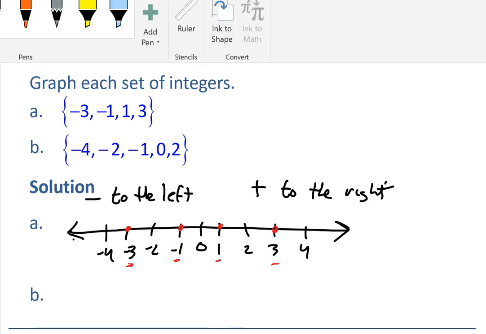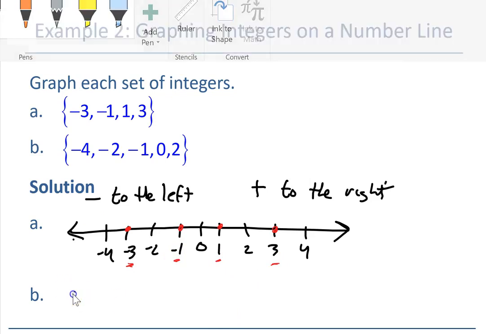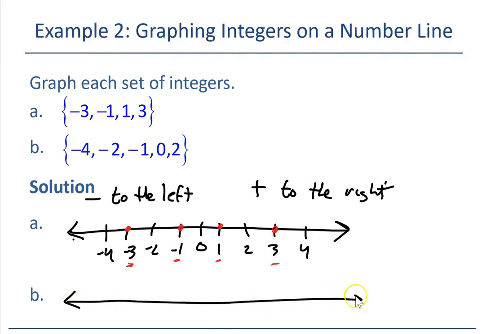Let's do the next one. Draw a level line. And then we can start right here at 0, 1, 2, 3, 4, 5. Over here I've got -1, -2, -3, and -4. That looks like it's about as far as it goes. And literally, we're just going to drop these numbers right onto the number line.